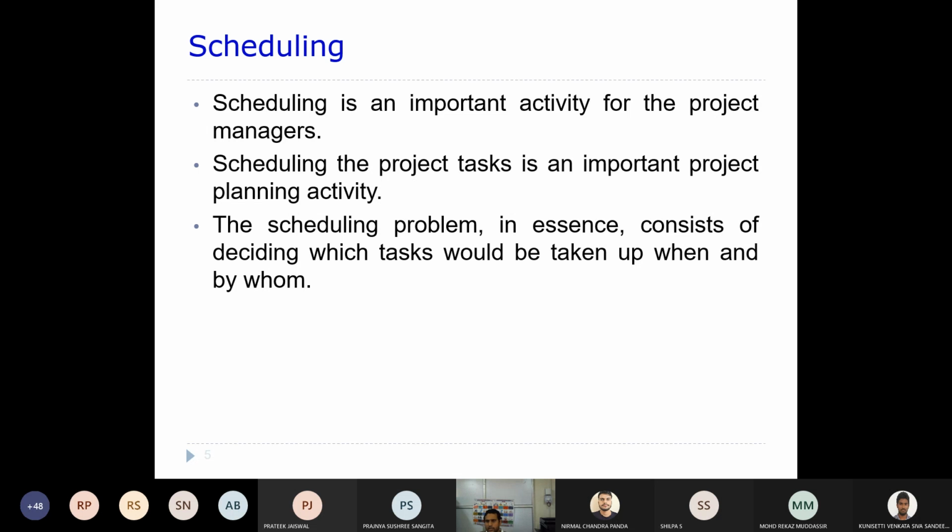The scheduling problem in essence consists of deciding which task would be taken up when and by whom. By what time a task should be finished, at what point of time it should start, as well as who are the ones involved in it. Those things can be planned, and that is what we call scheduling.